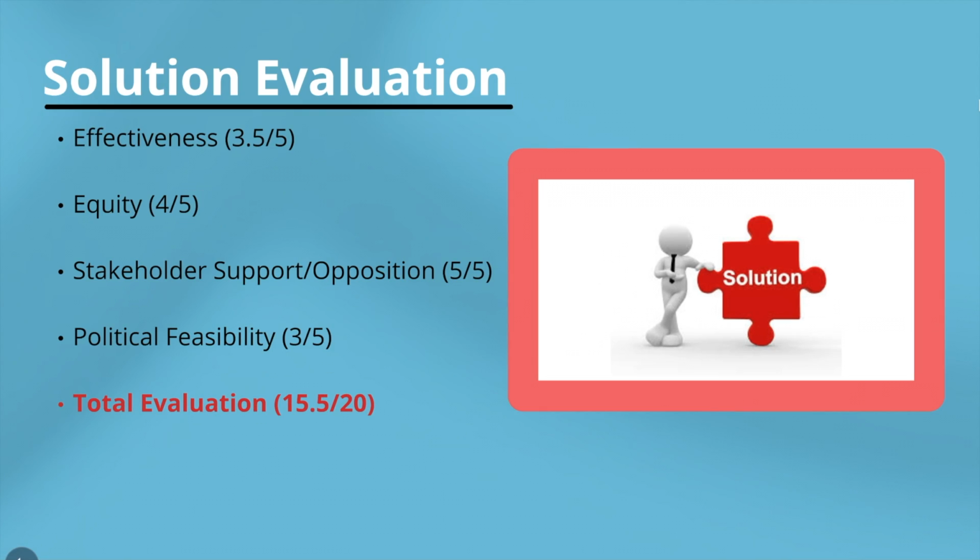For financial assistance for all medical providers in rural areas, we scored this solution option as a 15.5 out of 20. We believe that due to the high equity and stakeholder support of this option, this could increase the amount of medical providers in rural areas. Improving the retention rates of these medical providers and allocating funds to the budget would elevate this solution option even further.